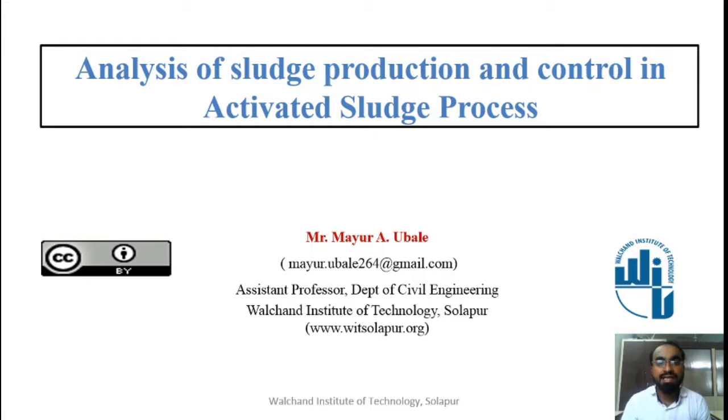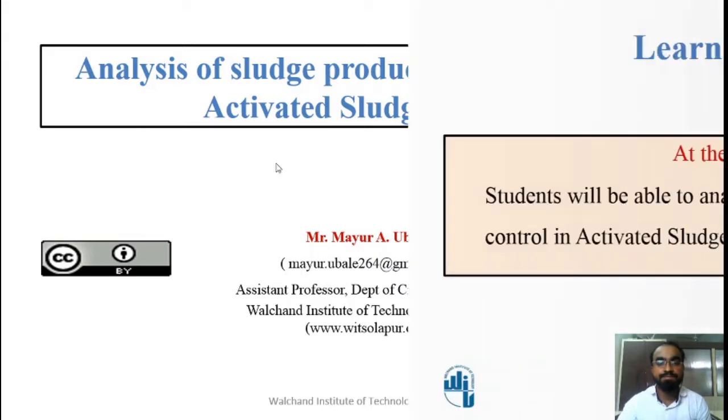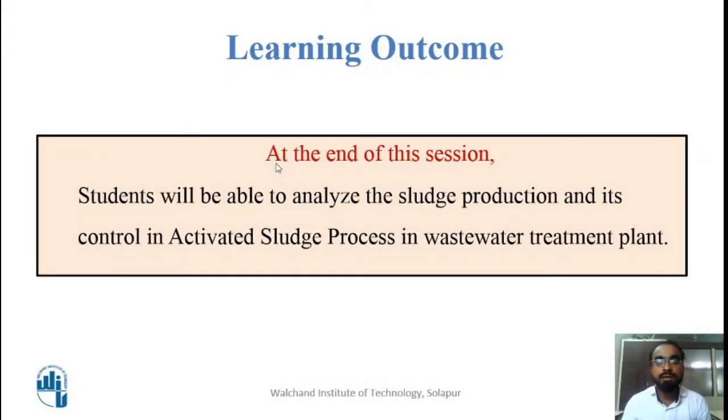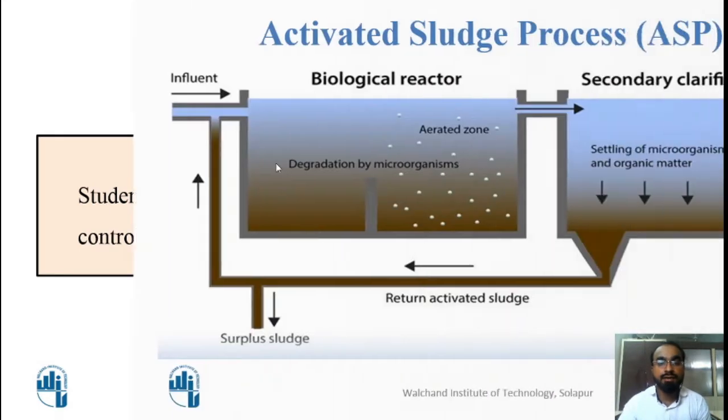Today we are going to analyze sludge production and control in ASP, that is activated sludge process. So what are the learning outcomes? Students will be able to analyze how to calculate the sludge production and how to control it in activated sludge process in wastewater treatment plant.